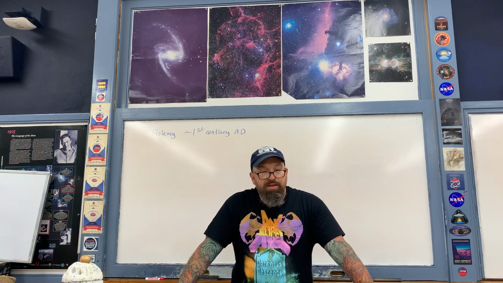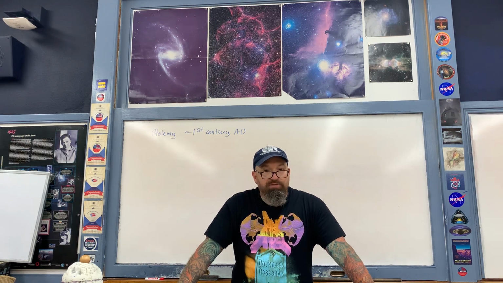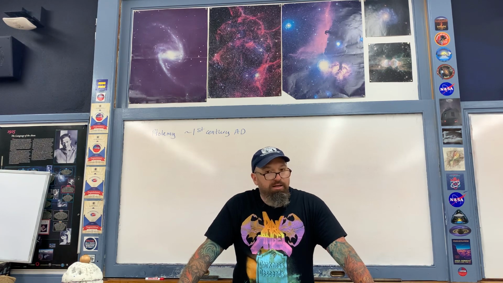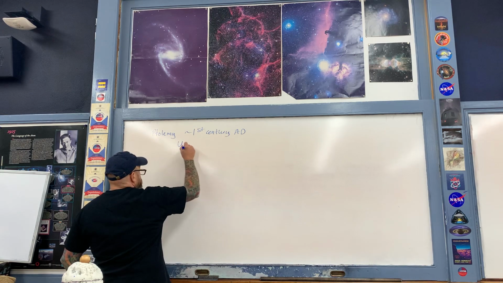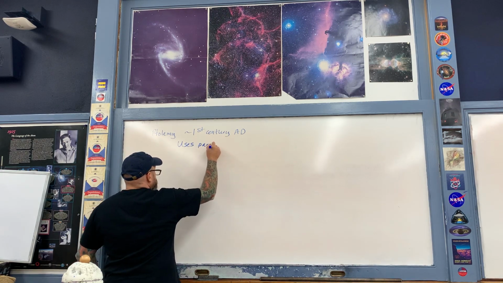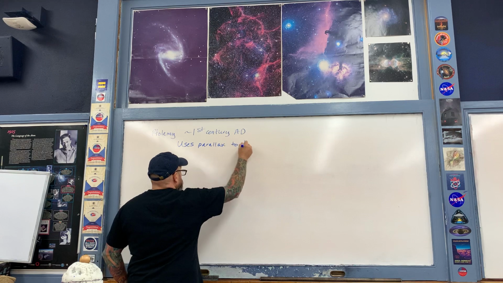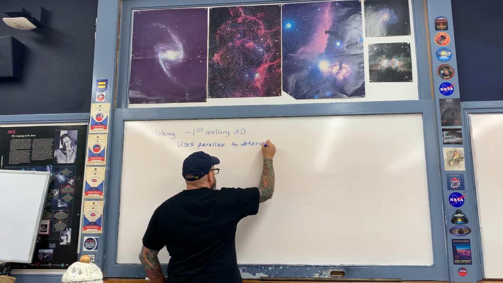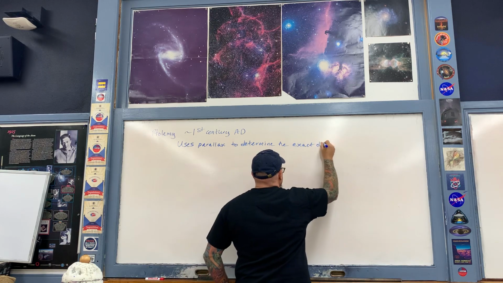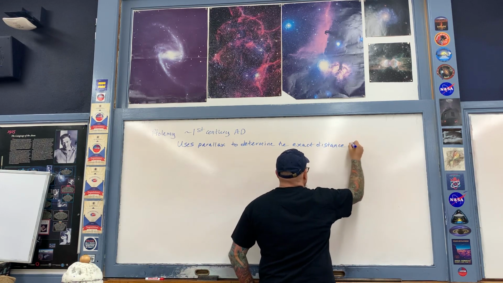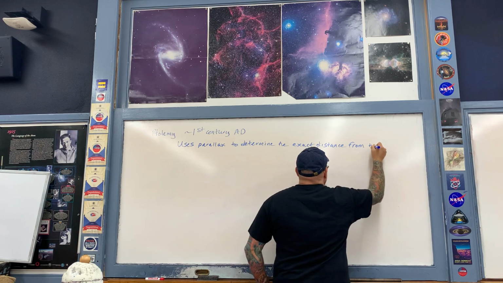With respect to Ptolemy, however, the first thing he's important for, for our purposes, is that he made the following measurement. He devises an exact means of finding the distance from the Earth to the Moon, and he does so by using what is called parallax. Determine the exact distance from the Earth to the Moon.